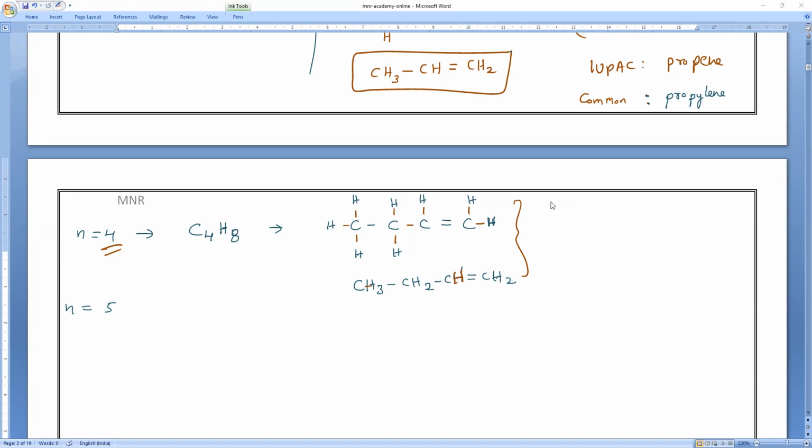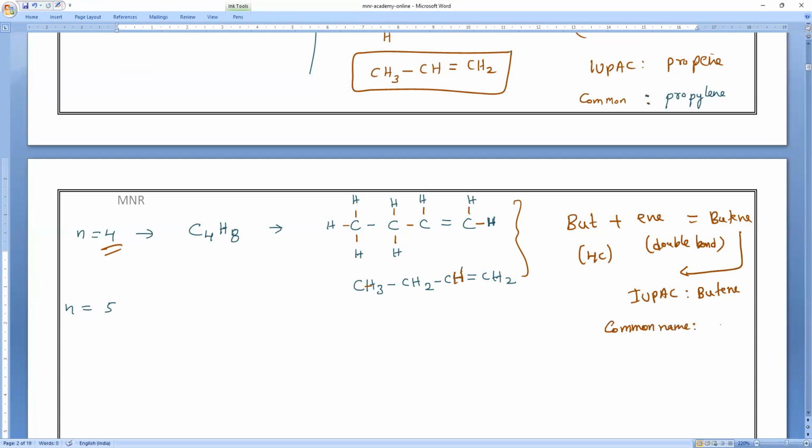What is the word root, everybody? But. But is the word root, 4 carbons. So it has at least 1 double bond. So what is the name, everybody? Butene. So butene is the IUPAC name. Mr. Nitin, for the word root you should say only the word, not other things. Do you understand what I'm saying?